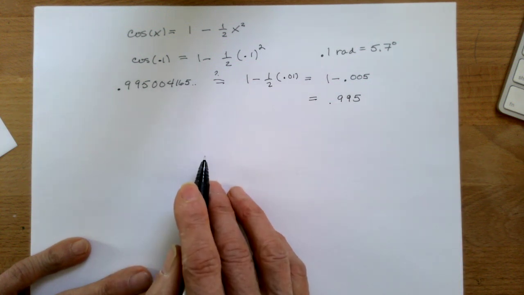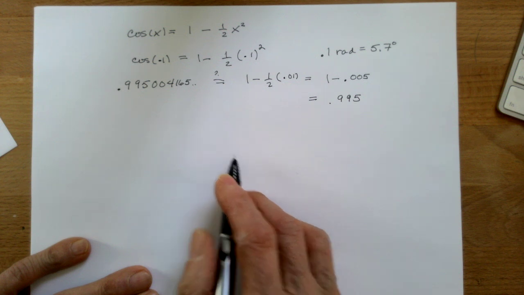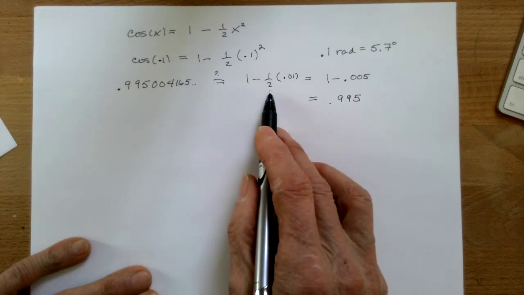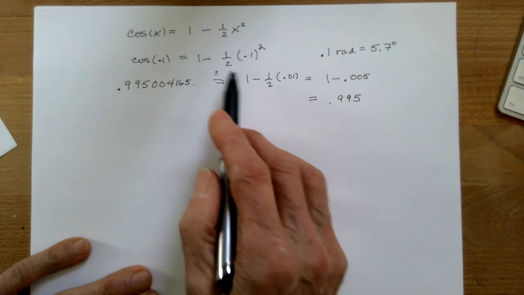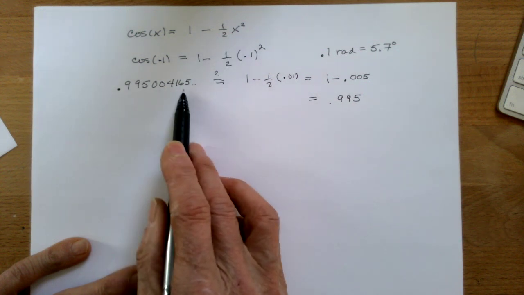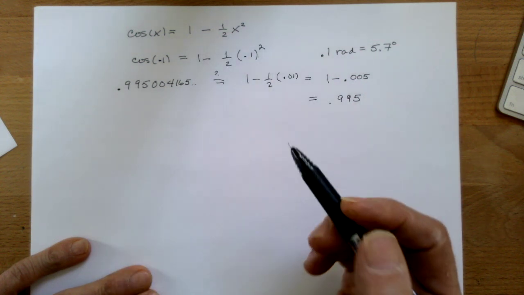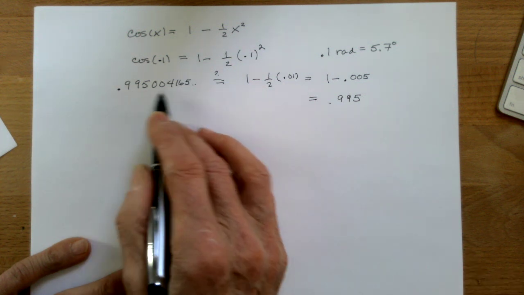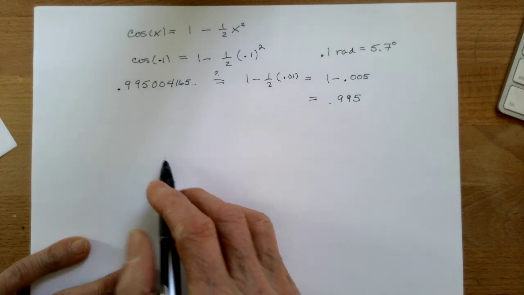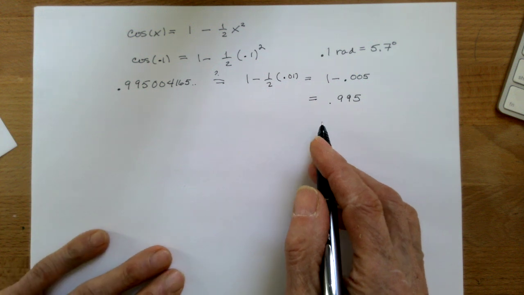Of course, it can't be perfectly accurate because there are more terms. You'll notice that this value, 1 minus a half x squared, is less than the true value. So we'd expect the next term to be positive to bring it up closer. So let's calculate the next term. How are we going to do that?